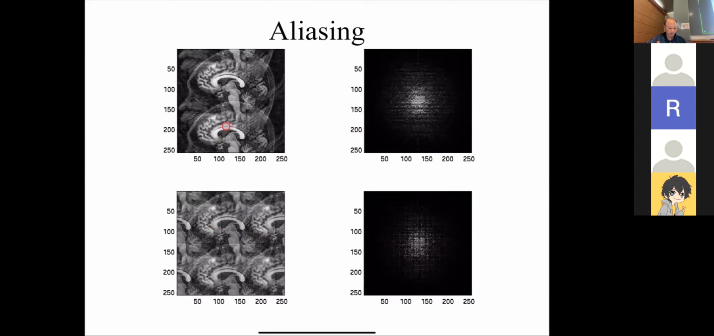Similarly, you would not be happy with any of these images. Here I've thrown out every other line in K-space. Here I've thrown out every other vertical and every other horizontal line in K-space. So the answer we expect is that if we throw out samples in K-space, if we don't sample finely enough in K-space, the downside is we're going to get image replicas. The image is going to overlap on itself.